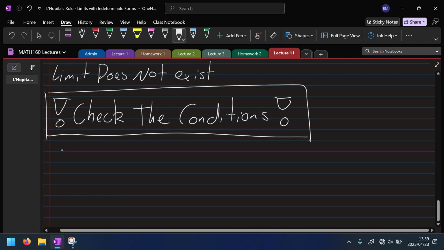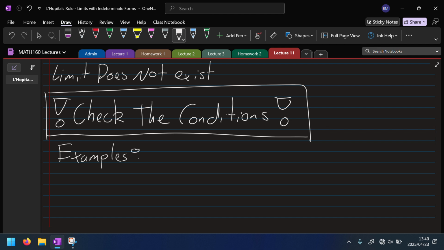Okay, let's have a look at some examples. Now, for all of these examples, you can use L'Hopital's rule. Obviously, it's examples for L'Hopital's rule. But again, you need to check the conditions. However, you do need to check. So on the side, just make a note. Condition 1, 2, 3, 4, and then put a tick. Condition 1, yes, no. Condition 2, yes, no, and so on.